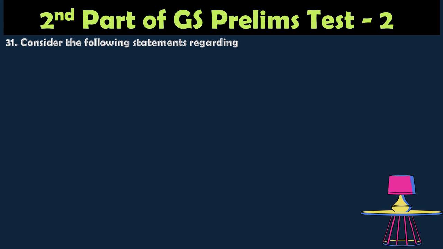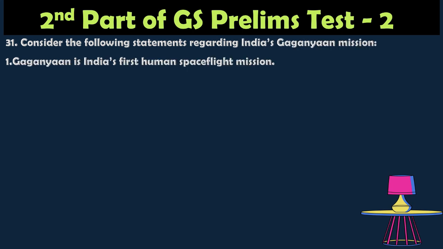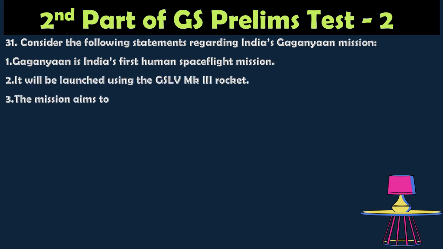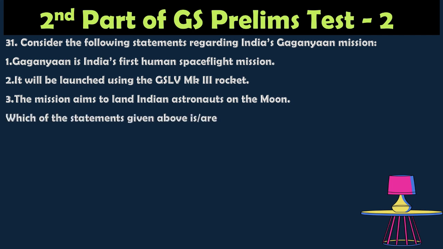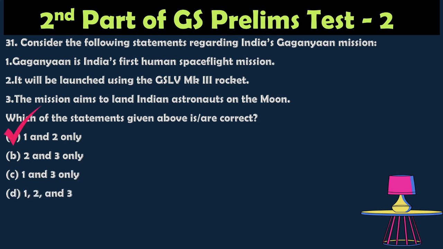Question number 31. Consider the following statements regarding India's Gaganyaan mission. One, Gaganyaan is India's first human spaceflight mission. Two, it will be launched using the GSLV Mk3 rocket. Three, the mission aims to land an Indian astronaut on the moon. Which of the statements given above is correct? Option A, 1 and 2 only; option B, 2 and 3 only; option C, 1 and 3 only; option D, 1, 2 and 3.